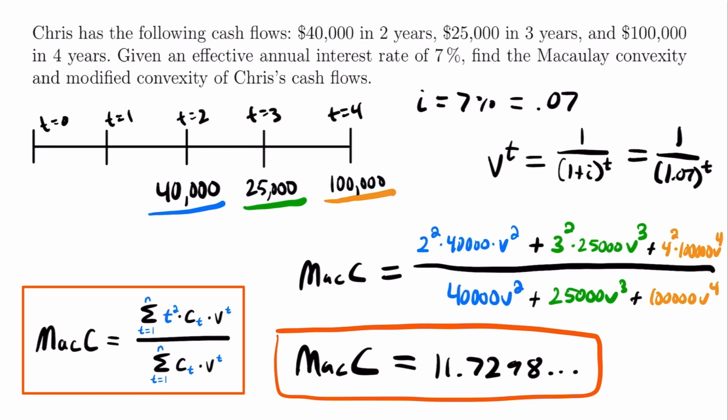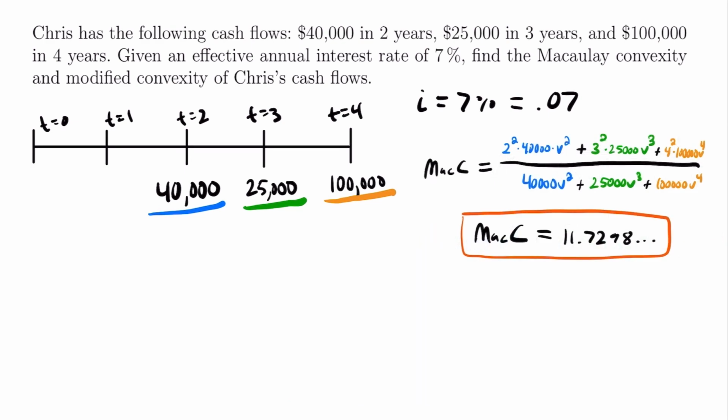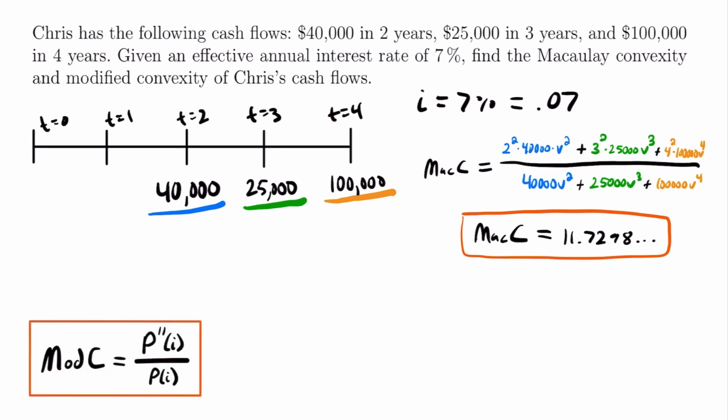In order to calculate the modified convexity, we will need to remember the formulas associated with the modified convexity. One of the formulas for modified convexity is this. The modified convexity is equal to the second derivative of the present value function divided by the present value function. The present value function would just be equal to the present value of our cash flows, but where the present value factors would be written out explicitly in terms of i. So essentially the present value function would just be the denominator of this calculation right here for the Macaulay convexity.